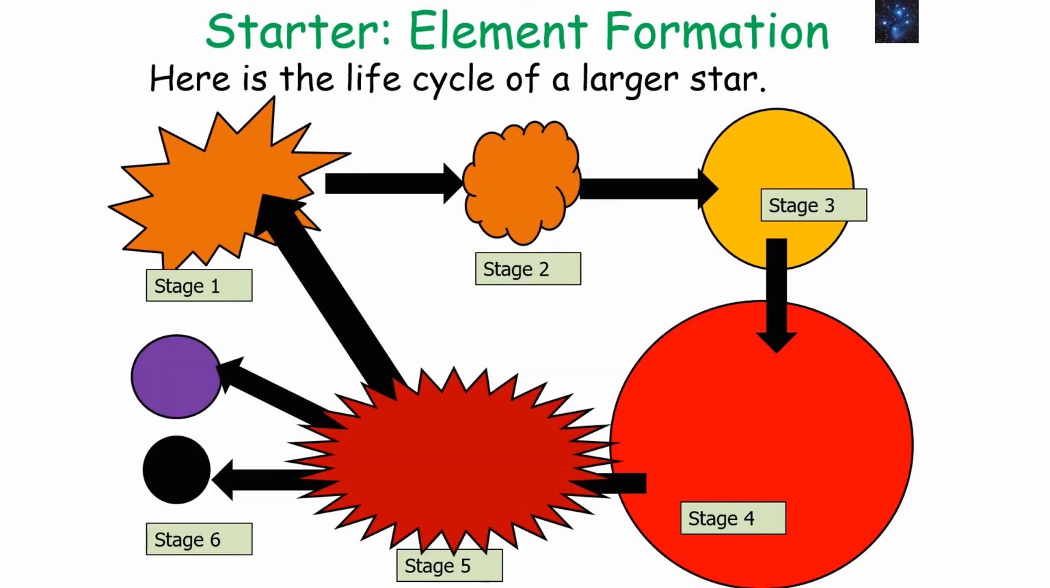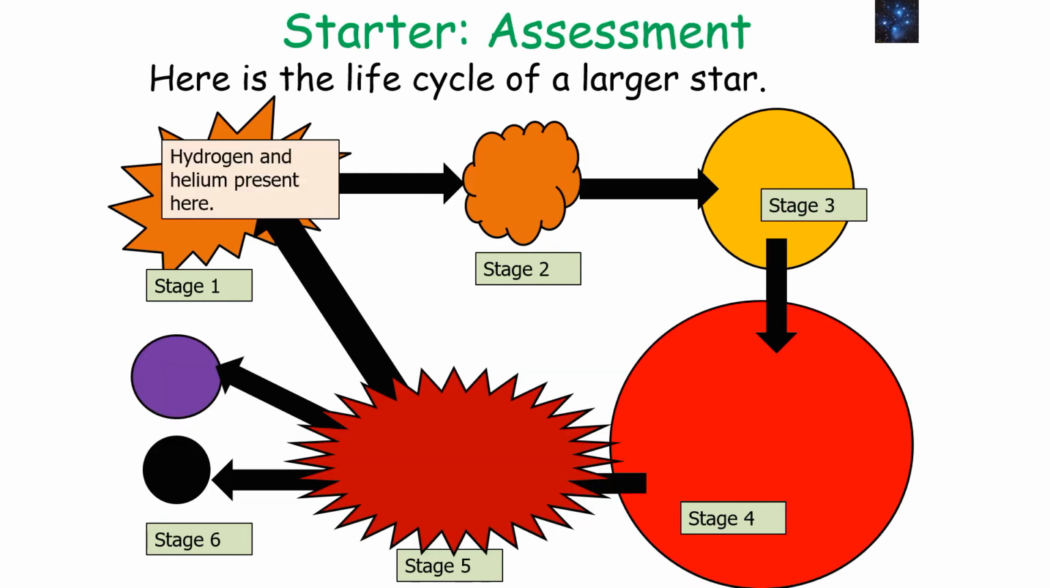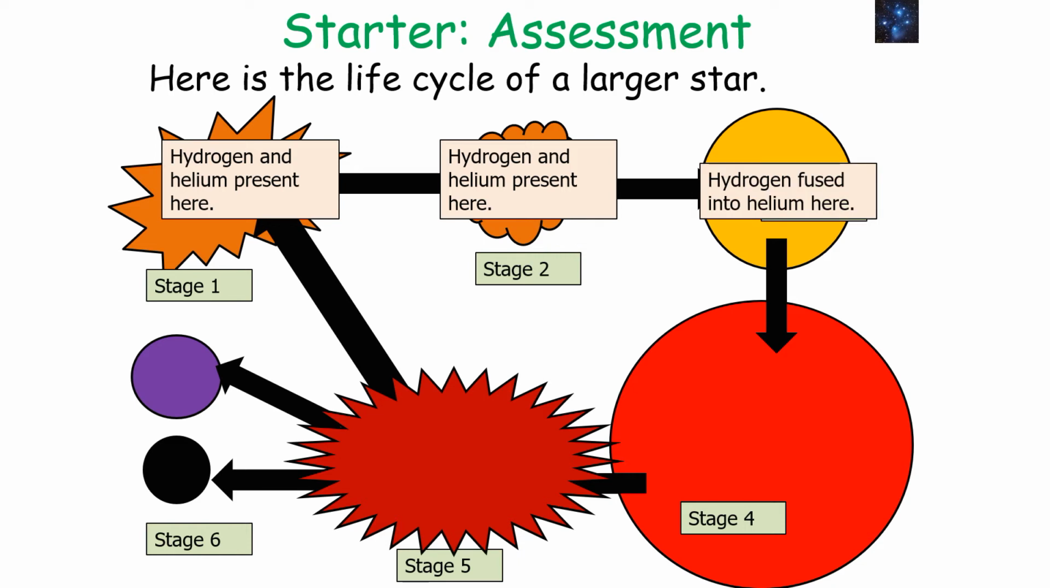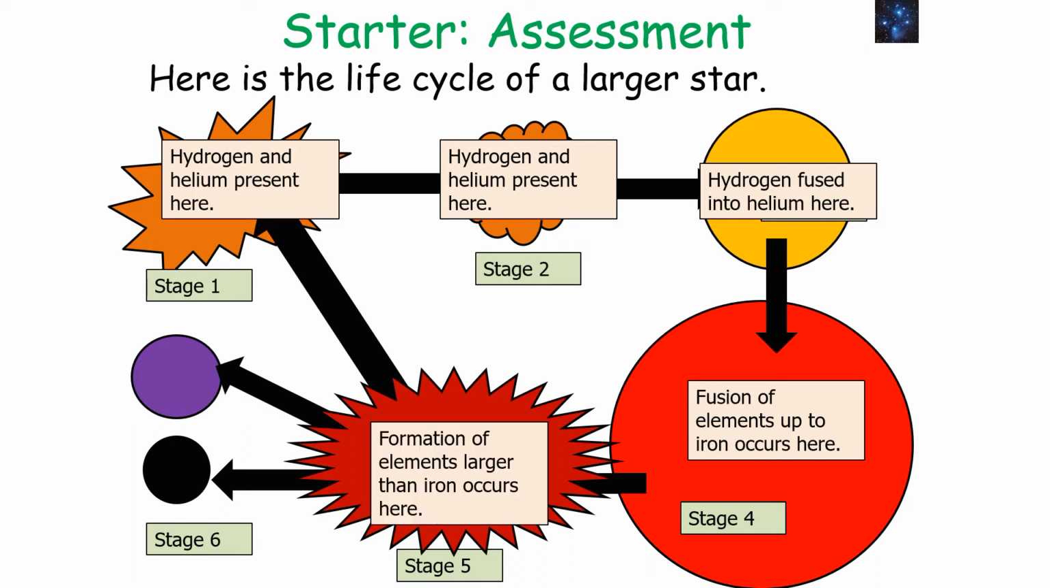But let's now consider the life cycle of a larger star. Once again, in the nebula, hydrogen and helium are present, then they're present again in the protostar, and in the main sequence star, like in an average star, hydrogen is fused into helium. But then in our larger red giant stage, in stage 4, fusion of elements up to iron occurs because the temperatures and pressures are high enough in a large red giant to fuse all the way up to iron. Then you have your supernova explosion where you have the formation of elements larger than iron.